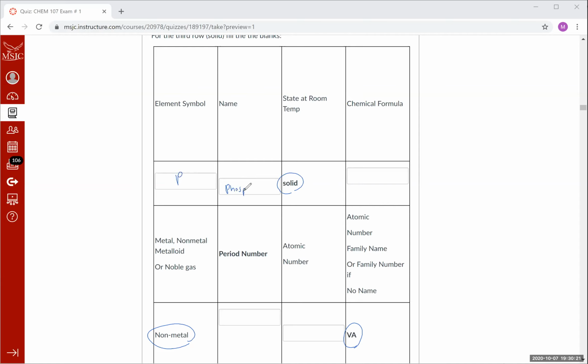So we'd write the name. The chemical formula of phosphorus: what is the formula of phosphorus? P4? Yep, it's a polyatomic of the form P4. Looking up phosphorus in the periodic table, what row is phosphorus present in? 3. Yep, exactly right. So it's in the third period. And if we look up the atomic number for phosphorus, we would see an atomic number of 15. Does this make sense to everyone so far? Yes.